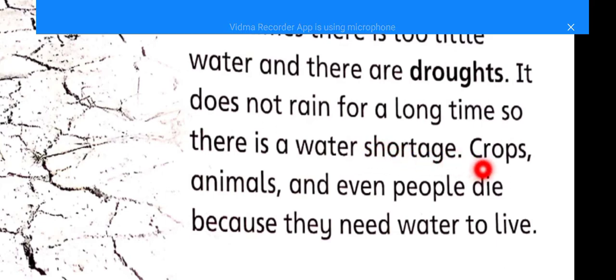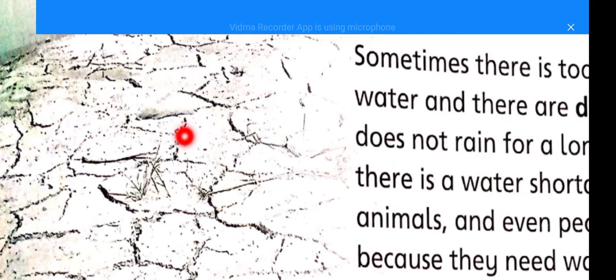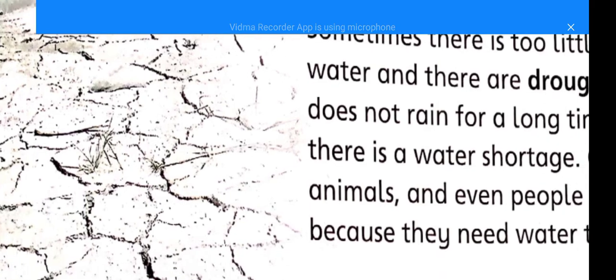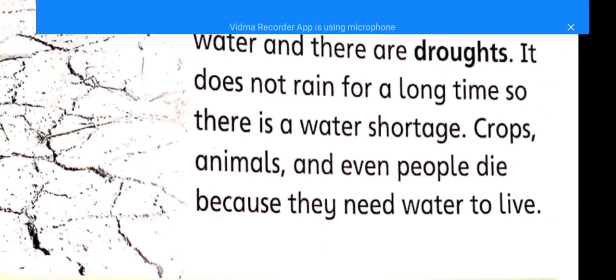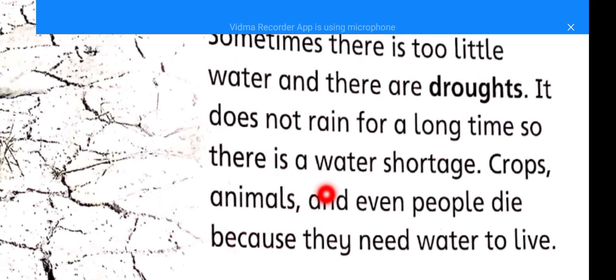Next is here that crops, animals, and even people die because they need water to live. When you can see the condition of the land is like this, it is impossible to grow any kind of plant or any kind of crop on this land without water. And if there is no water, then there will be no animals and no human life even. So due to the lack of water or due to the droughts, nothing is possible on that kind of land.